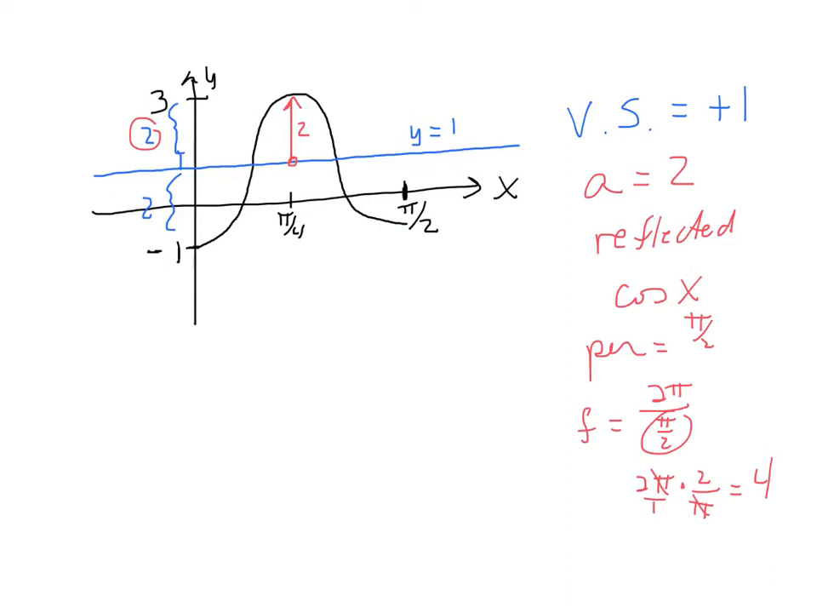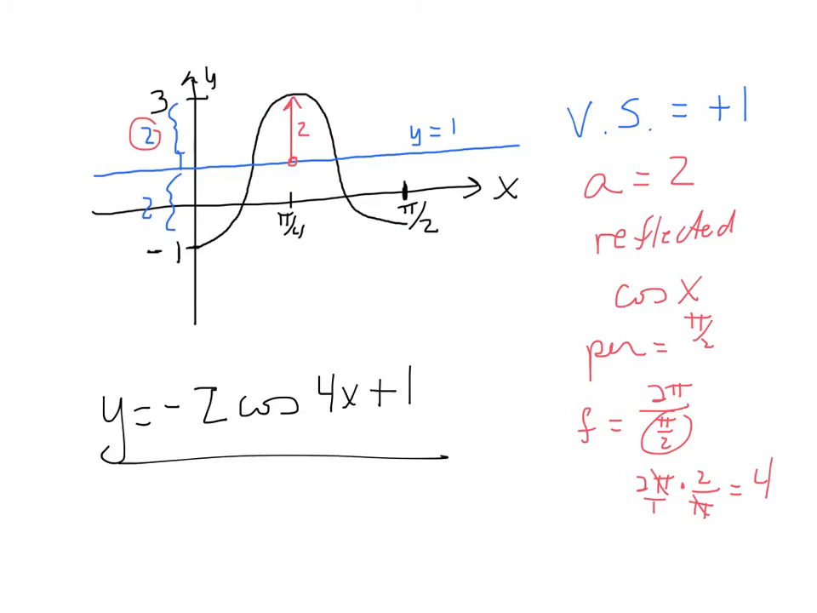Putting it all together, y equals the negative of 2, that's my amplitude, cosine of 4x and a vertical shift of plus 1. And there is my equation.